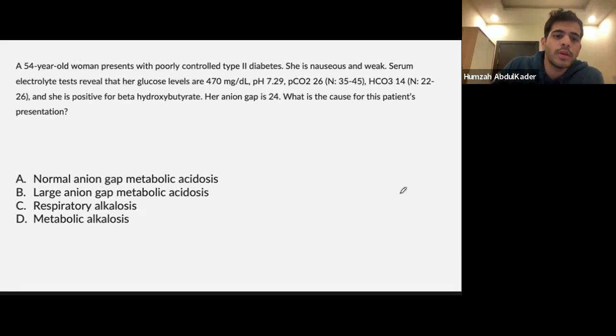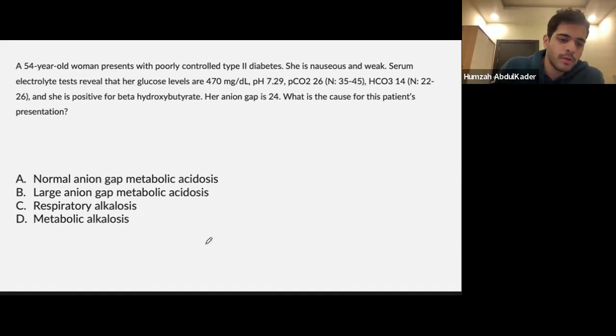A 54-year-old woman presents with poorly controlled type 2 diabetes. She's nauseous and weak. Serum electrolyte tests revealed her glucose 470, pH of 7.29, PCO2 26, HCO3 of 14, and she is positive for beta-hydroxybutyrate. Her anion gap is 24. What is the cause for this patient's presentation?